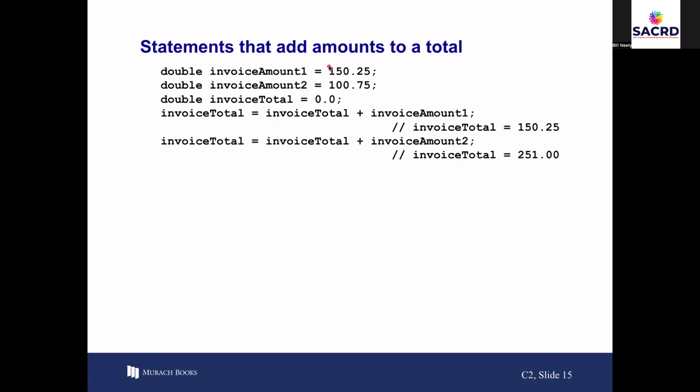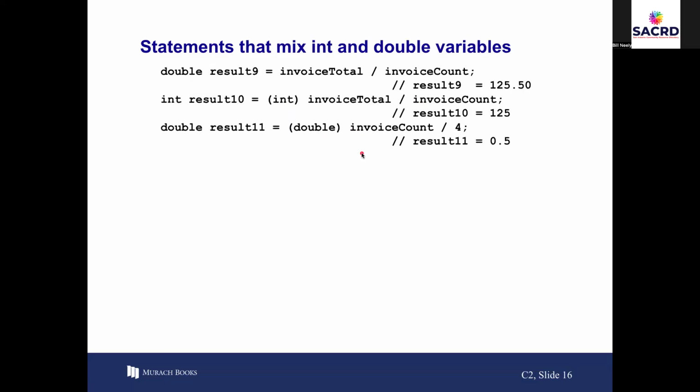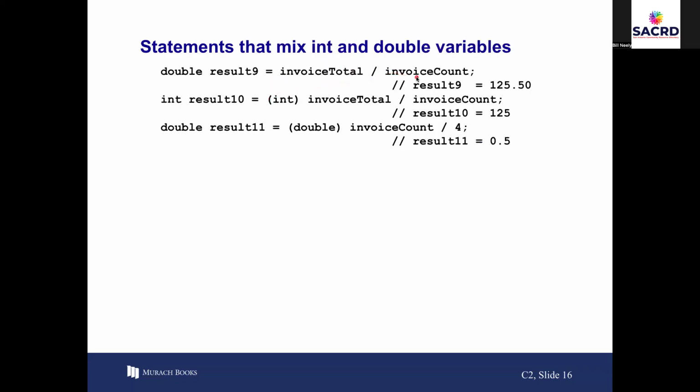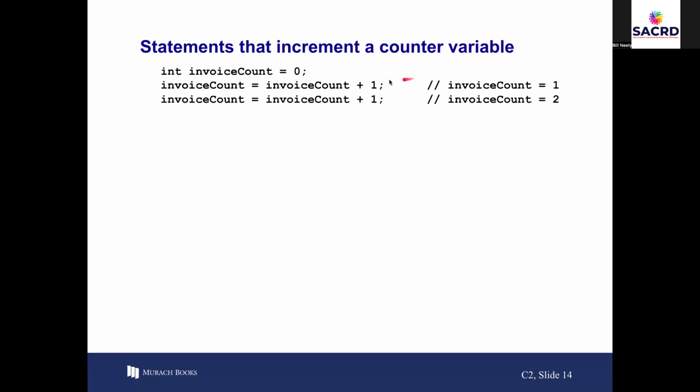Here's some more examples of adding. We can see we can use literal values, or we can use all variable names. These are mixing data types. In this case, we have a double value. Result 9 equals invoice total divided by invoice count. Invoice total is a double value. It was defined back here. Invoice count, this is an integer value that we defined here in this previous example.